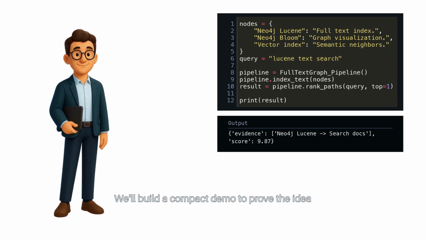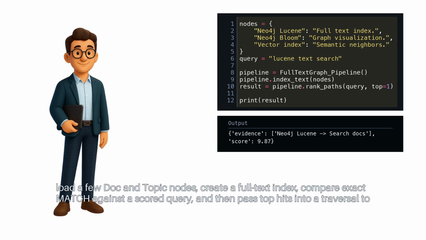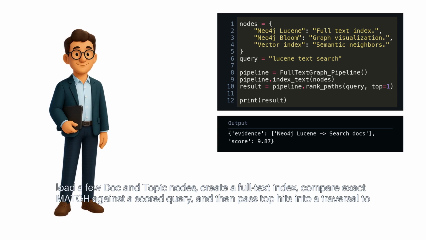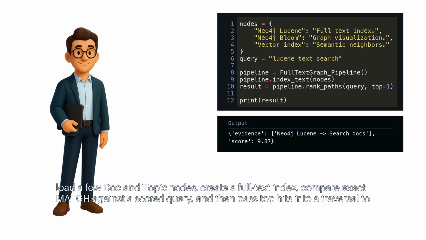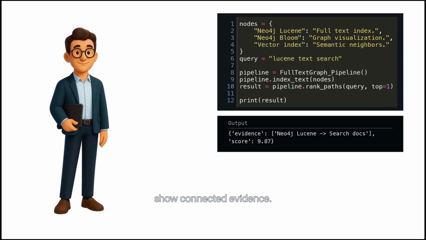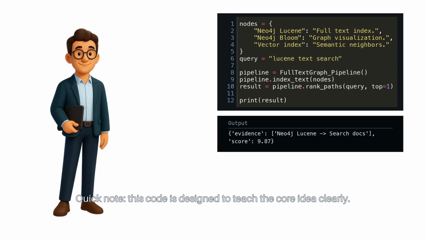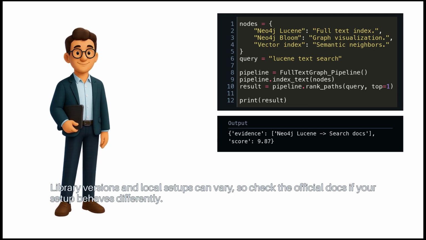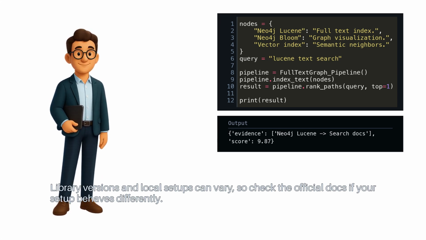We'll build a compact demo to prove the idea. Load a few doc and topic nodes. Create a full-text index. Compare exact match against a scored query, and then pass top hits into a traversal to show connected evidence. Quick note: this code is designed to teach the core idea clearly. Library versions and local setups can vary, so check the official docs if your setup behaves differently.